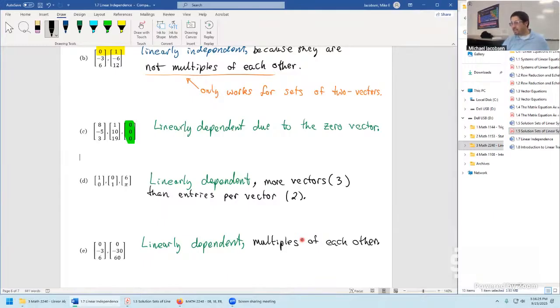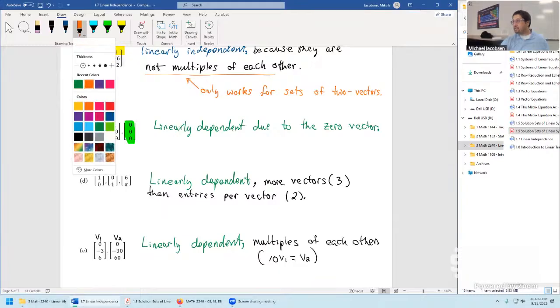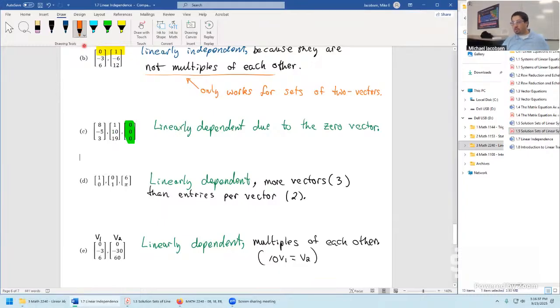They might just say, label this as V1, V2, and the explanation could just be 10 times V1 equals V2. This is what the author referred to as the so-called dependence relation. It's a vector equation involving V1, V2 that we could make into a homogeneous equation by subtracting V2, and it would have a non-trivial solution, 10, negative 1.